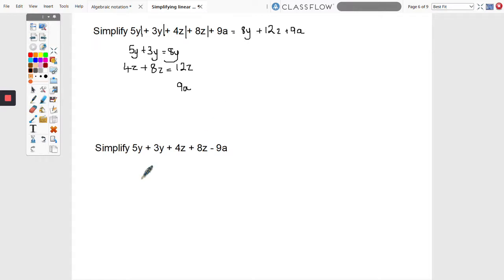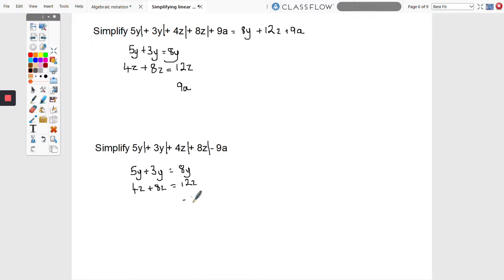So my next expression, I've got 5y, add 3y, add 4z, add 8z, take away 9a. So again, line before the sign, and I'm going to have 5y add 3y, and that will give me 8y. And then I'm going to have 4z add 8z, and that will give me 12z.